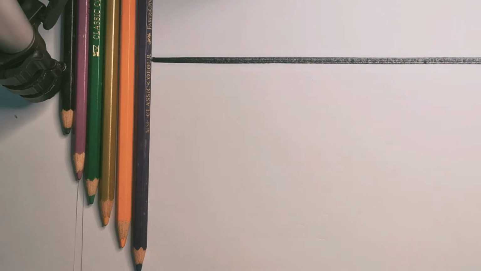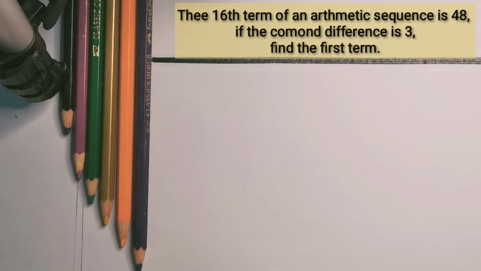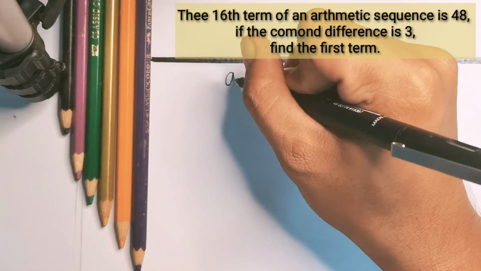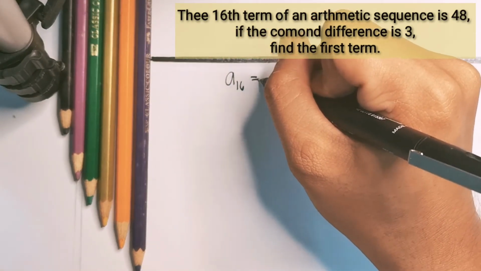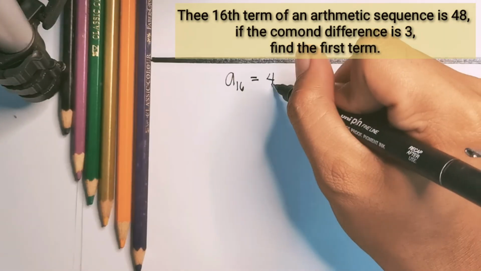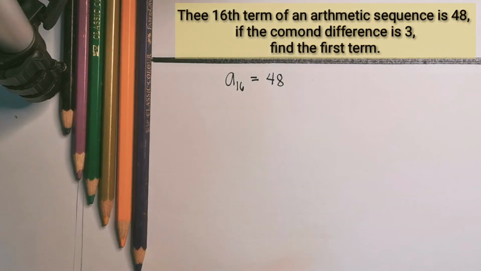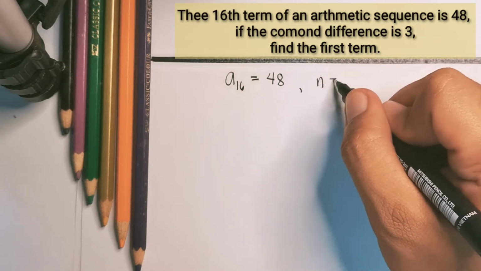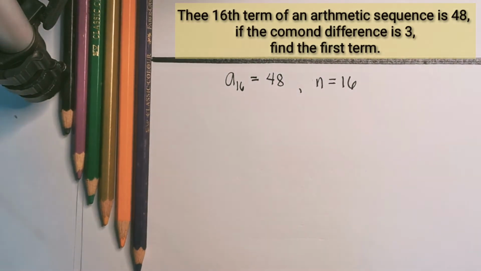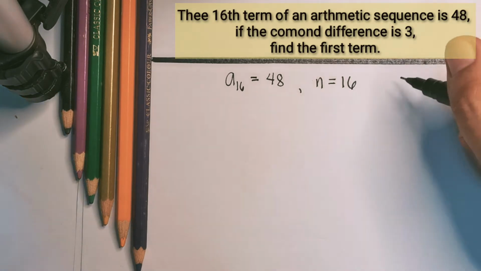Paano naman kung ang hinahanap natin ay ang first term? Kagaya nito. The 16th term of an arithmetic sequence is 48. If the common difference is 3, find the first term. So, isulat muna natin ang given. Ang sabi, ang given dyan ay 16th term. Ibig sabihin, ang ating 16th term daw ay 48. Kung ang 16th term natin ay 48, ang value ng n ay 16. At given din ang common difference, which is 3.